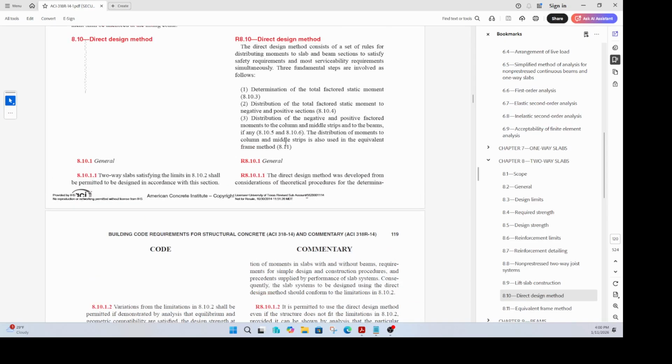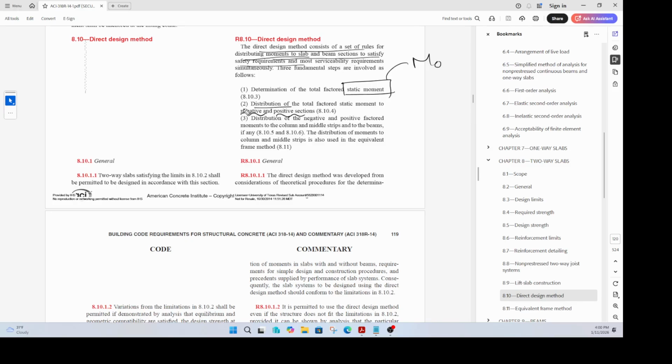Direct design method: a set of rules, starting with determination of the total factored static moment. This is what you do with the direct design method. It consists of a set of rules for distributing your moments to the slab and beam sections to satisfy safety requirements, right? So you determine something called a static moment, which is M naught. We'll talk about it in detail, and then try to distribute that M naught into negative and positive components.